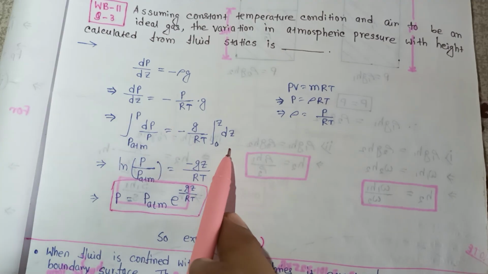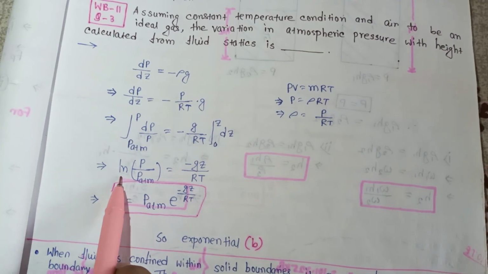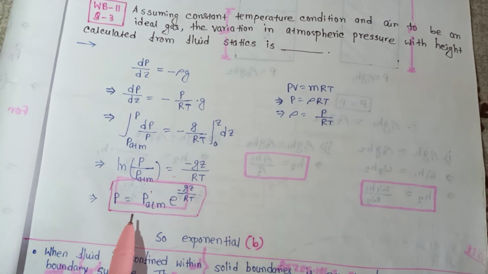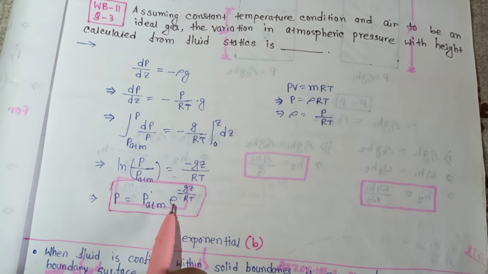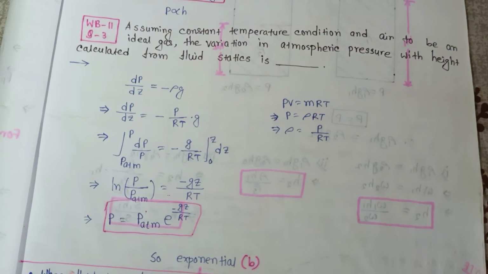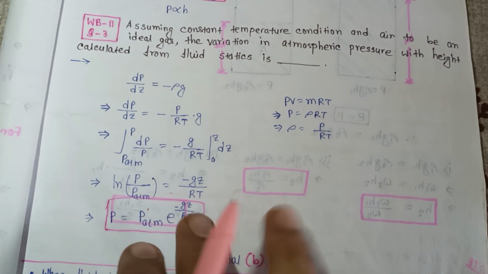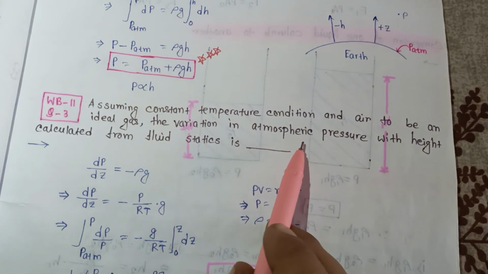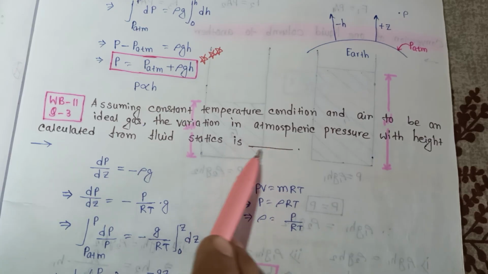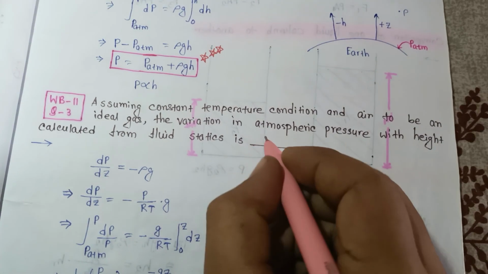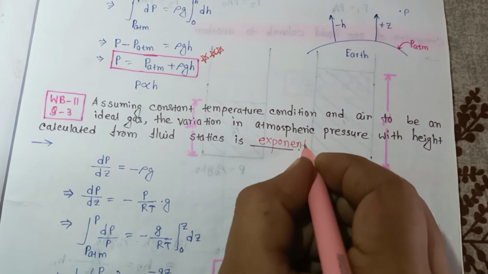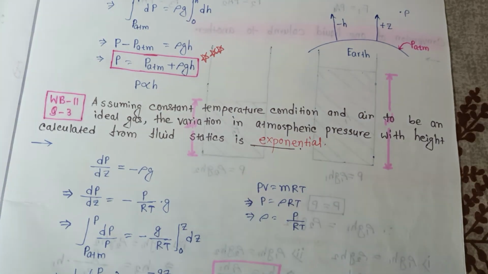So dz is coming in this portion. ln of p by p atmosphere is equal to minus gz by RT. So p is equal to p atmosphere into e to the power minus gz by RT. Here there is an exponential. So the variation in atmospheric pressure with height calculated from fluid statics is exponential. The answer will be exponential. Okay, thank you.